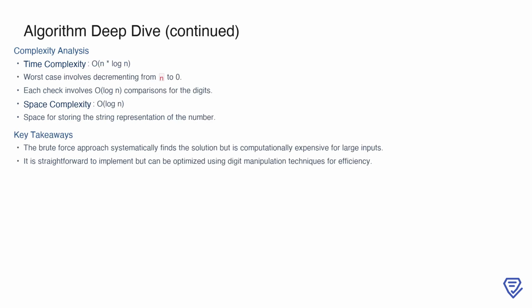Analyzing the complexity of the brute force approach, we find that its time complexity is O(n * log n). This is because, in the worst case, we decrement from n all the way to 0, and for each number, we perform log n comparisons to check its digits. The space complexity is O(log n), as we need to store the string representation of the number during these checks. While this approach is computationally expensive for large inputs, it has the advantage of being easy to implement and guarantees correctness. However, its inefficiency highlights the need for optimization.